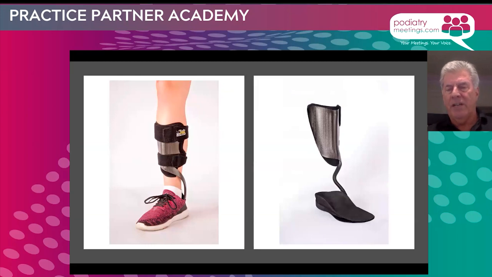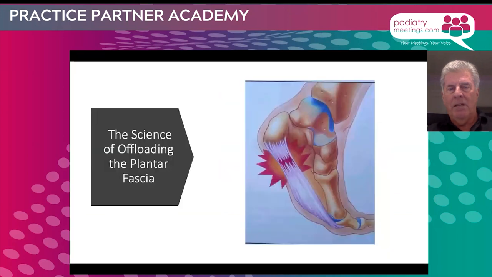Our system uses a custom functional foot orthosis combined with the heel wedge and the carbon fiber AFO brace, and I'll explain the rationale for that in just a moment. It really boils down to what we've learned about offloading the plantar fascia and combining heel lifts with foot orthotic therapy.